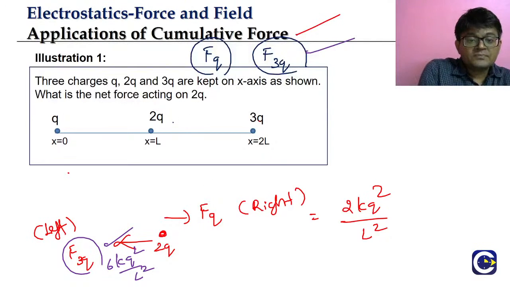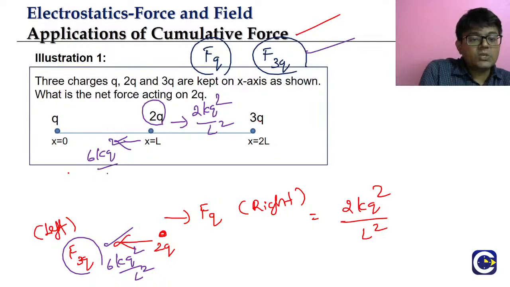There are two forces acting on the charge 2q. One is towards the right side, with value 2kq square by L square. The second is towards the left, with value 6kq square by L square.